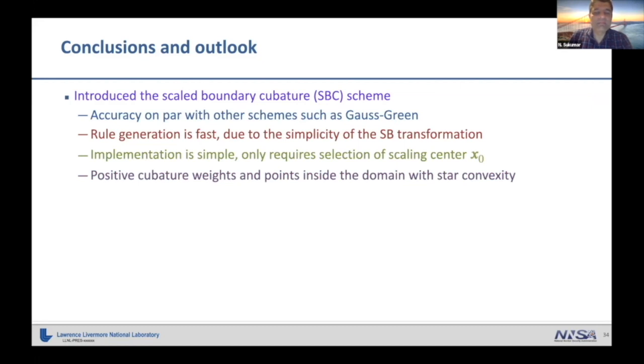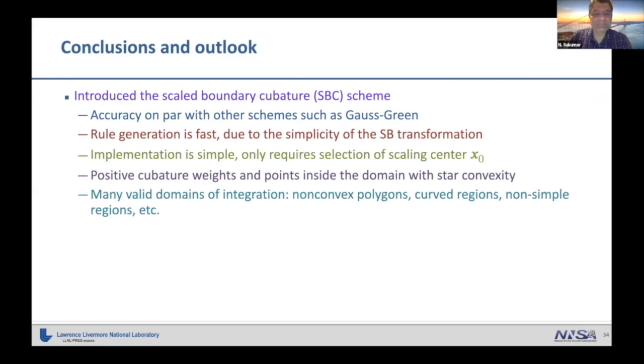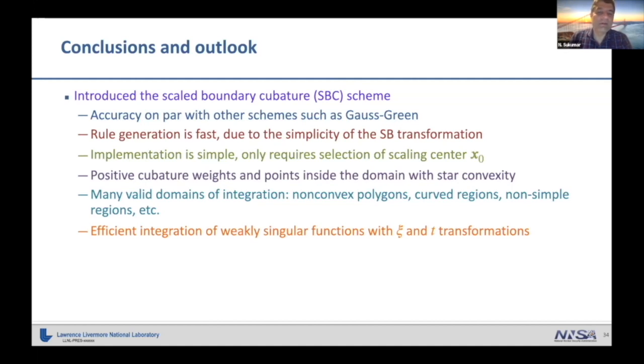Weights are positive and points are inside the domain if you have a star-convex domain. The flexibility it has over other schemes is that you can apply it to non-convex polygons and polyhedra. We hope to in the future. And in 2 dimensions, we've shown that you can apply it to curved regions, and also non-simple regions, which could be intersecting also. And we looked into how to get efficient and accurate integrals for weakly singular functions that have finite energy, with both the singularity canceling approach in the psi direction and also handling the near singularities which arise in the t direction.